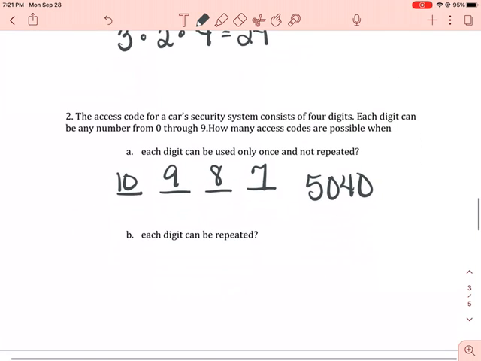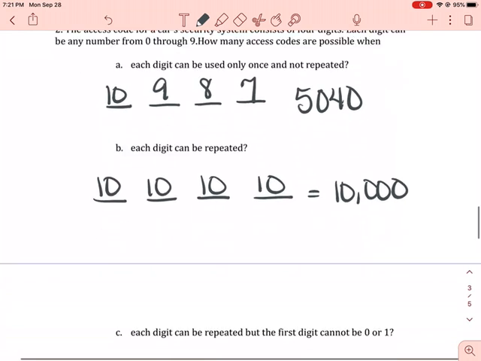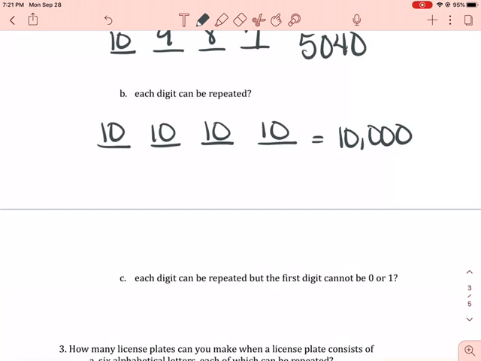All right, what happens if we can repeat those numbers? Well, again, I have 4 slots to fill. I have 10 choices, 10 choices, 10 choices, and 10 choices. So we get 10,000 different ways that we can create that access code.